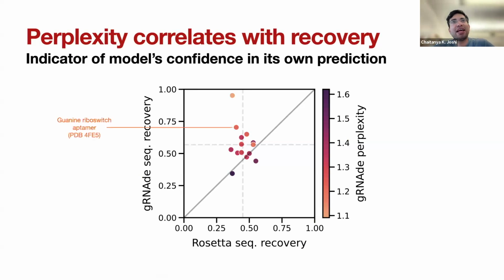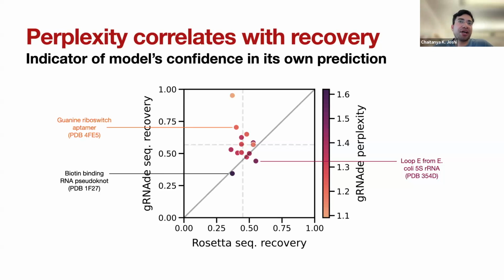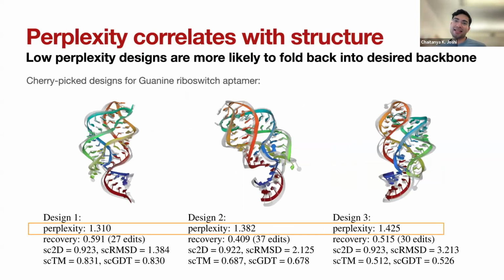Of course, this depends on different targets. For some targets, gRNAde is really good, and for others, maybe Rosetta is better, and for others, maybe it's challenging for both of them. But generally, we were seeing that gRNAde's perplexity is correlated with recovering the ground truth sequence, which was promising. Then when we took these designs and predicted their 3D structure, we were again able to see that perplexity from gRNAde seems to be correlated with how well you recover structure as well.